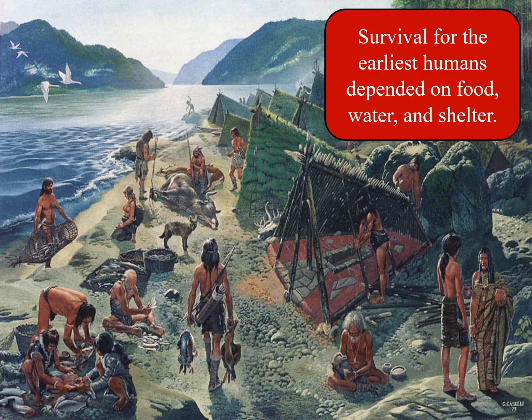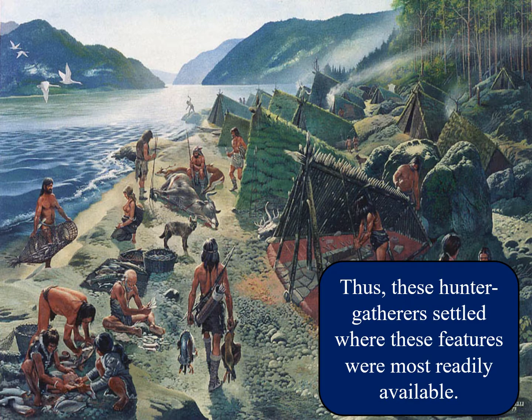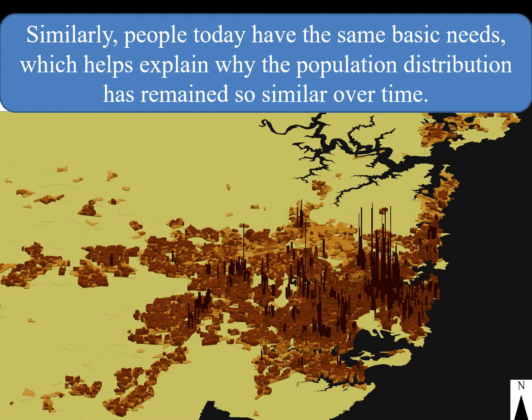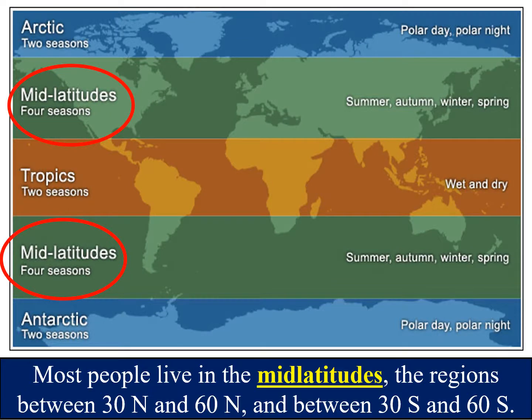Survival for the earliest humans depended on food, water, and shelter. Thus, these hunter-gatherers settled where those features were most readily available. Similarly, people today have the same basic need, which helps explain why the population distribution has remained so similar over time. Most people live in what is known as the mid-latitudes, the regions between 30 degrees north and 60 degrees north, and between 30 degrees south and 60 degrees south. That's because these places, in terms of latitude, are the most advantageous for climate in terms of agriculture.